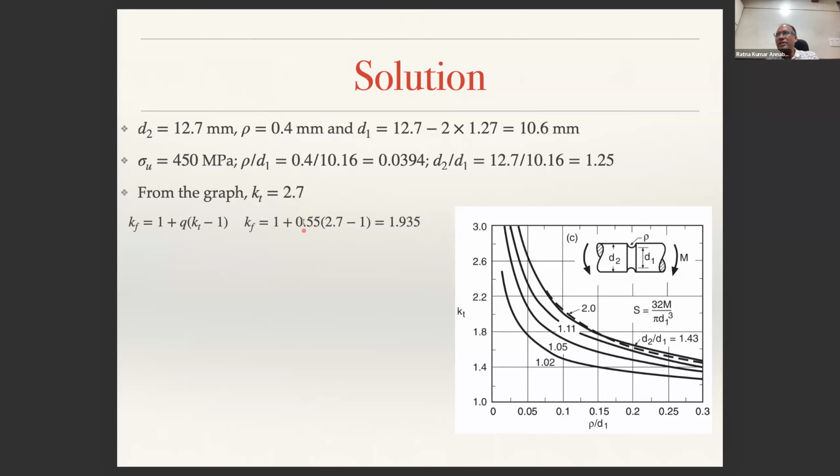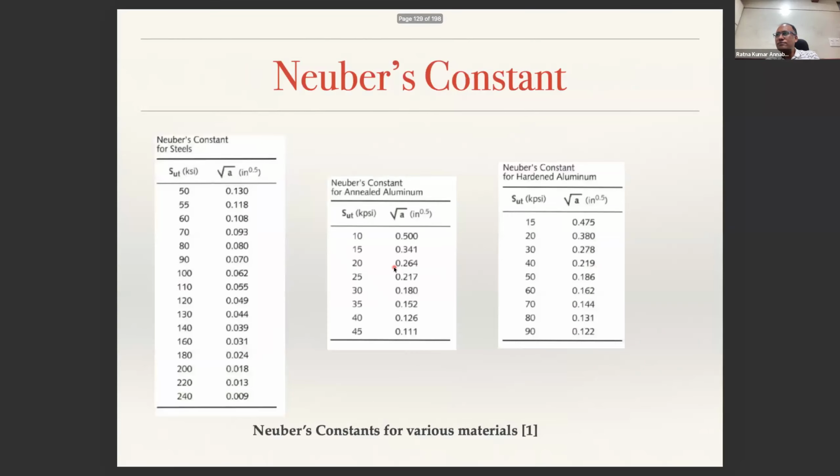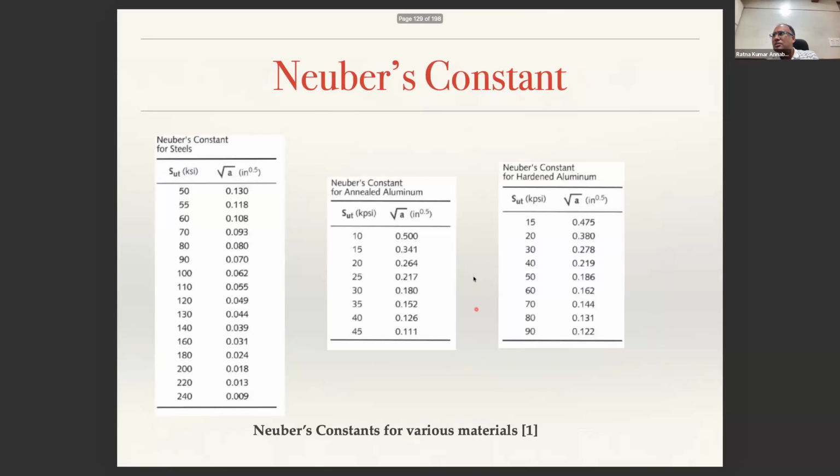I have not calculated it, but you can look at this notch radius point, 0.4 mm, and this is how much? The second one is 414. It is about 0.04. Notch radius is how much?